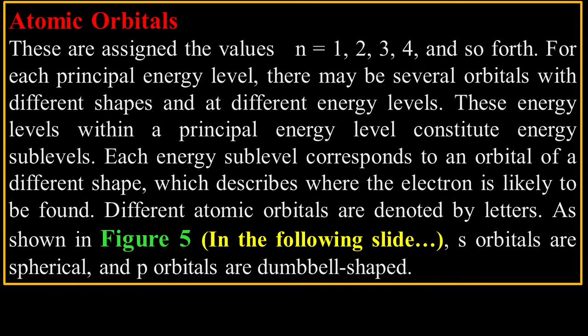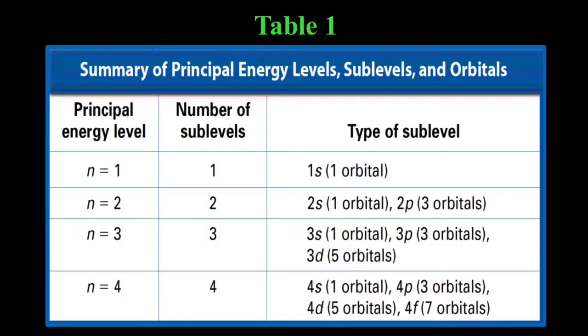Different atomic orbitals are denoted by letters, as shown in Figure 5. S orbital, for instance. Let me read that again. S orbitals are spherical, and P orbitals are dumbbell-shaped. D orbitals are even more complex, and F suborbitals are very strange indeed. And we'll look at these later.